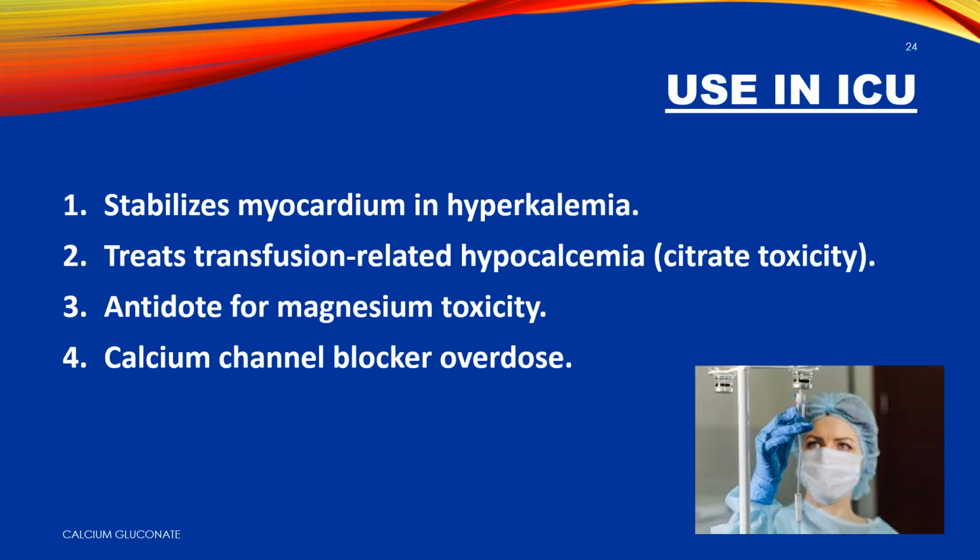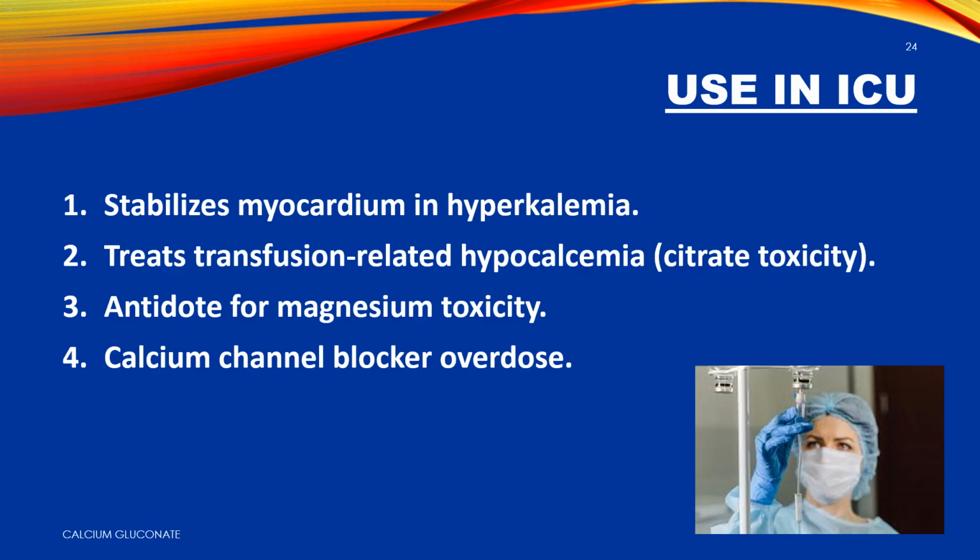Use of calcium gluconate in ICU. 1. Stabilizes myocardium in hyperkalemia. Calcium gluconate is used in the ICU to stabilize the myocardium in patients with high potassium levels, reducing the risk of life-threatening arrhythmias. 2. Treats transfusion-related hypocalcemia, citrate toxicity. It is used to treat low calcium levels caused by citrate toxicity, which can occur during massive blood transfusions.